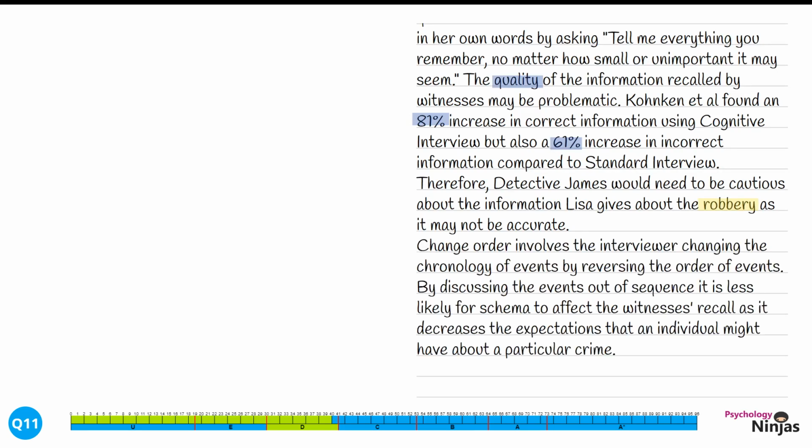Change order involves the interviewer changing the chronology of the events by reversing the order of the events. By discussing the events out of sequence, it is less likely for schema to affect the witness's recall, as it decreases the expectations that an individual might have about a particular crime. So we've explained what changing order is in terms of reversing the events. We've also talked about why this is important in that it disrupts schemas or expectations or blueprints in our memory.